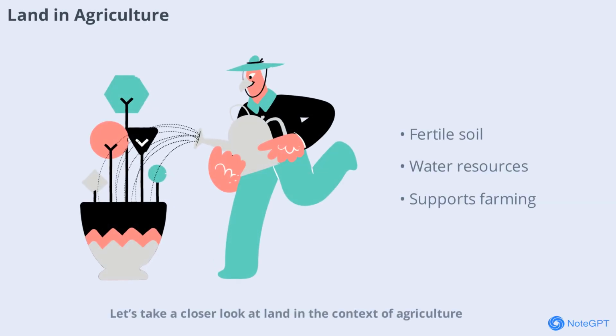Let's take a closer look at land in the context of agriculture. Farmland provides the space and natural resources needed to grow crops and raise livestock. The fertility of the soil, access to water, and climate conditions all play a role in determining what can be produced. Farmers rely on these natural resources to feed communities and supply raw materials for other industries. Next, we'll see how labor is essential in turning these resources into food.